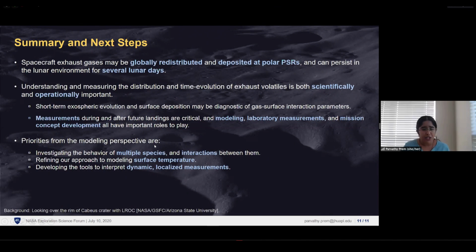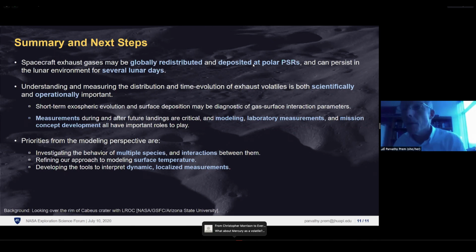And so I do want to try and leave time for questions. So I'm going to leave the summary slide up and let you all read it. But the main message is that, well, one message is that there is still a lot of interesting work to be done from the modeling perspective. And I hope to update you on this as we progress. But also measurements of the surface and exosphere during and after future landings are really critical. And I hope that's something that we do going forward. Thank you.